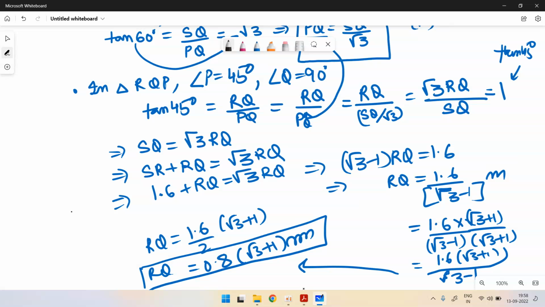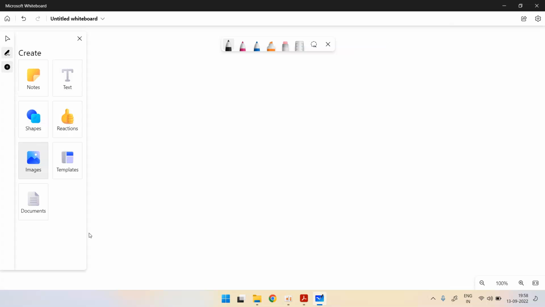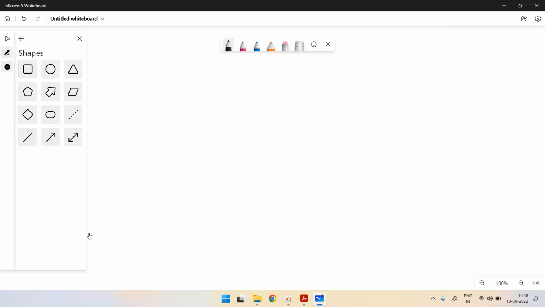Ninth question. There are two buildings. One you can take as this building.